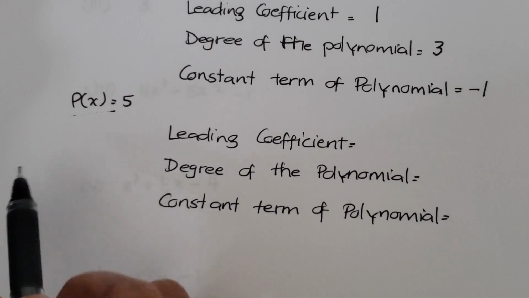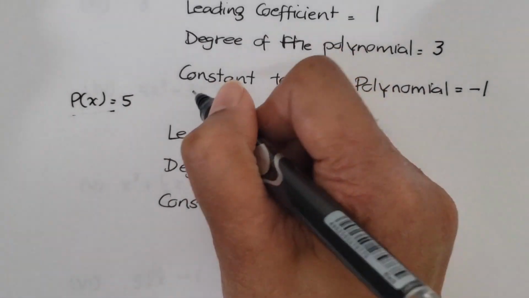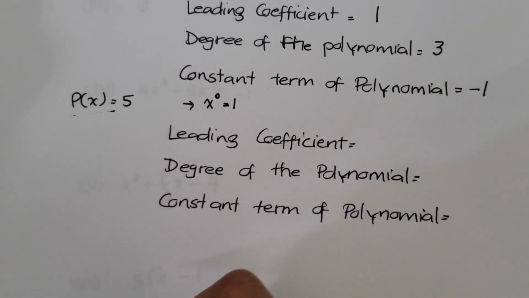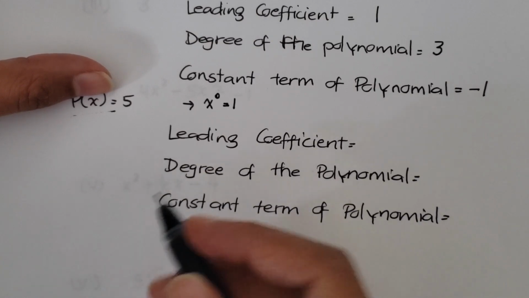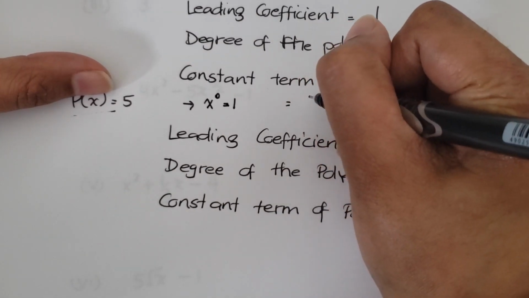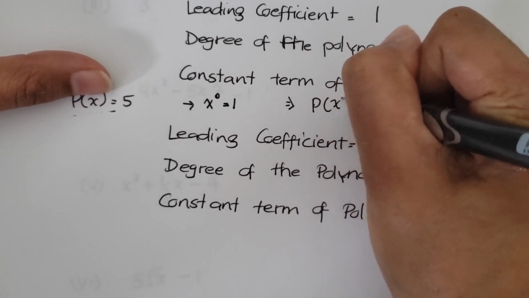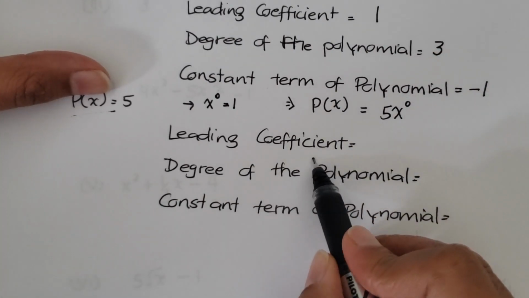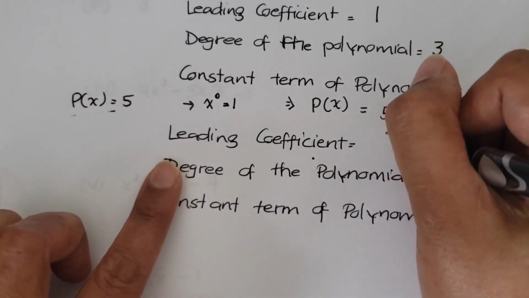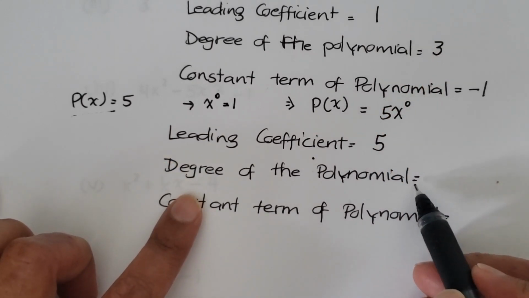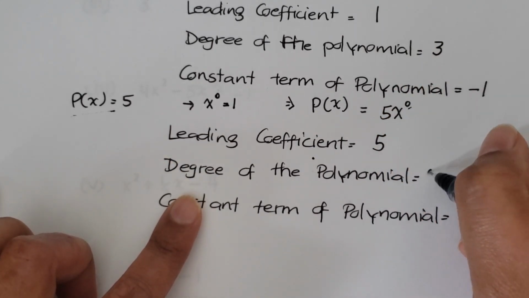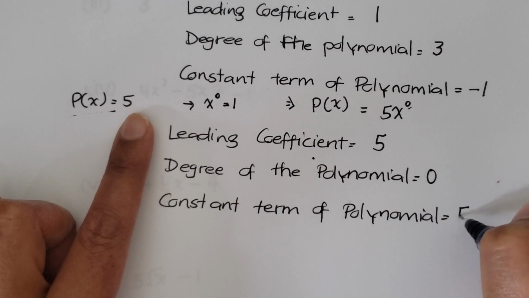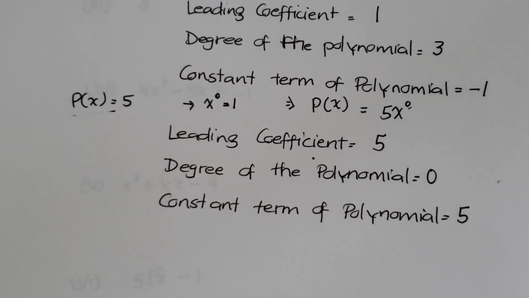And our third one is p of x equals 5. This one's a bit tricky because we don't have any x in the equation itself. You just have to remember x to the power of 0 is always 1. So you can rewrite this as p of x equals 5 times x raised to power 0, which means our leading coefficient, the one that leads, is 5. Degree of polynomial is 0, since that's the highest degree of x. And our constant term is also 5, since it doesn't matter what the value of x is, it's always going to stay 5.